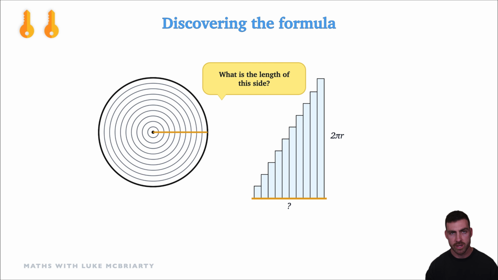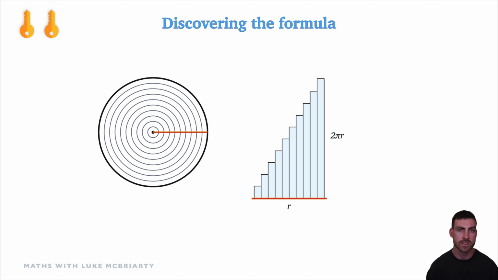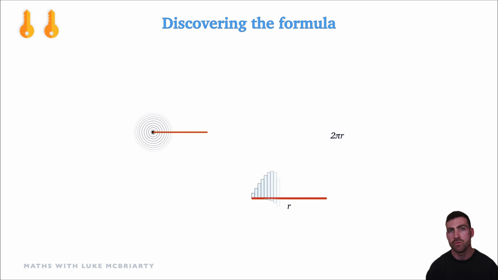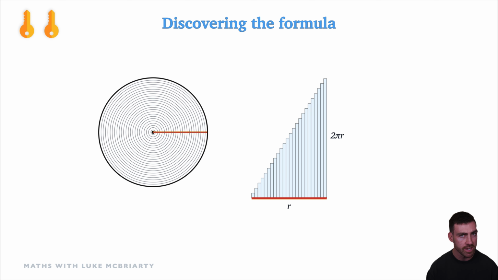Next, the final measurement needed. What will this measurement be? It comes from the original cut, doesn't it? This comes from the center of the circle to the edge. And the distance is the radius. We can write this on the diagram as r. And one final thing to note, if we made our rings thinner and thinner, those tiny steps would disappear, leaving us with a perfect triangle.